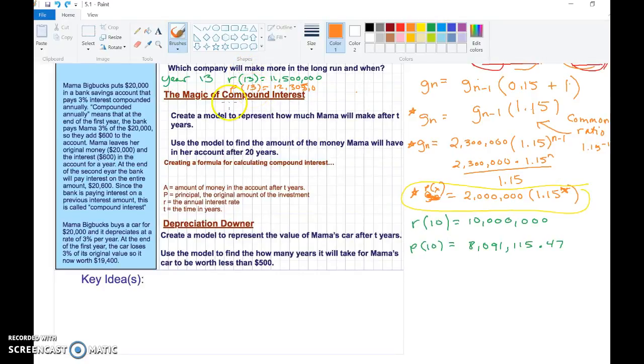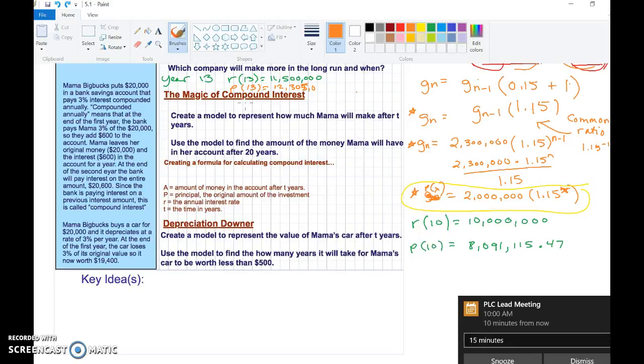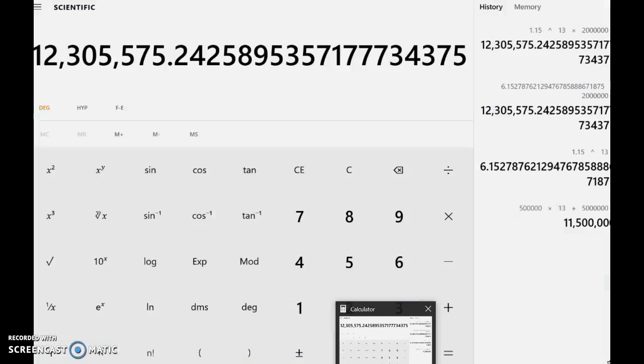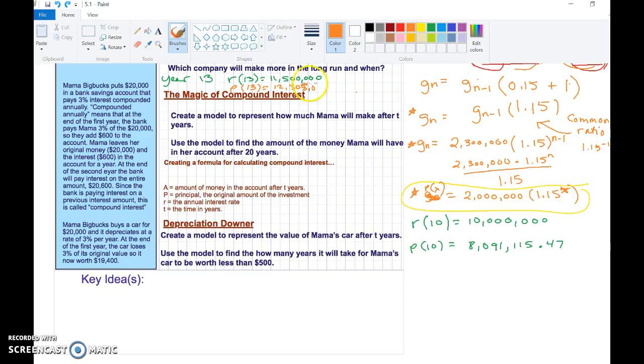So back here, I've written up here P of 13. This is for ComputerFest. At 13 years they make 12,305,575. That's good enough. Okay? So, at year 13, ComputerFest surpasses Calcurama in terms of the amount of money that they're making and their overall profit.